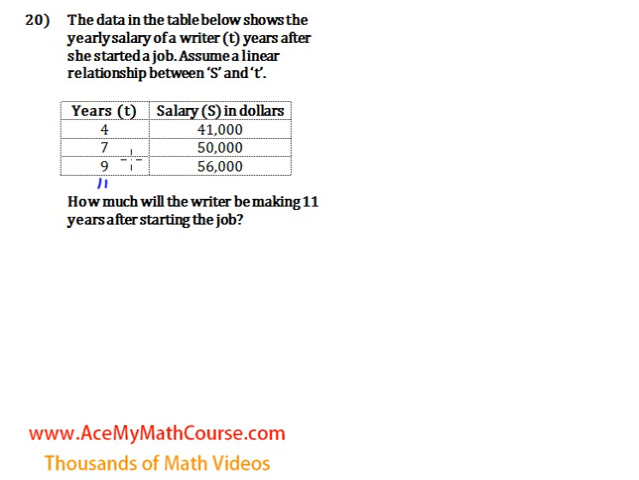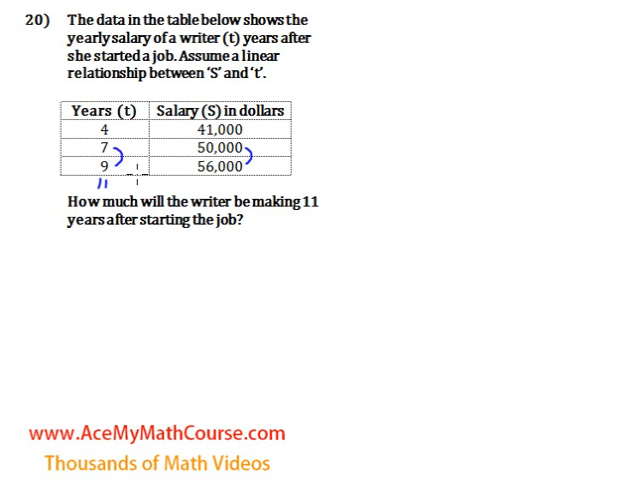So here we have 4 years. So after 4 years, she was making $41,000. After 7 years, $50,000. After 9 years, $56,000. And after 11, well, this is a linear relationship, right? So between 7 and 9 years, of course, there are 2 years, and her salary went from $50,000 to $56,000.